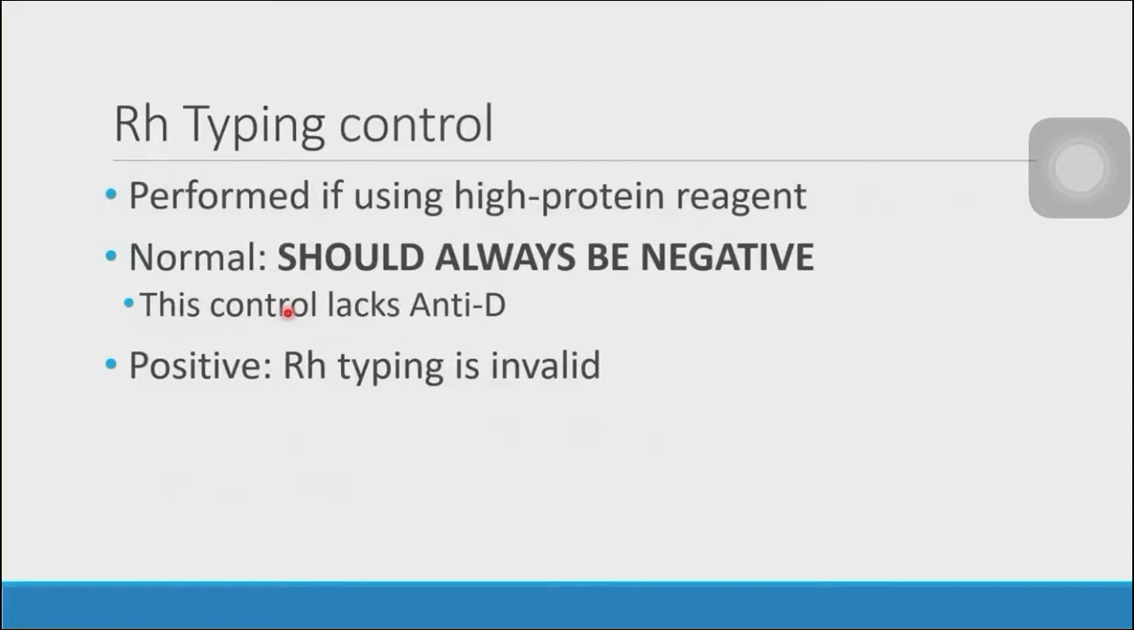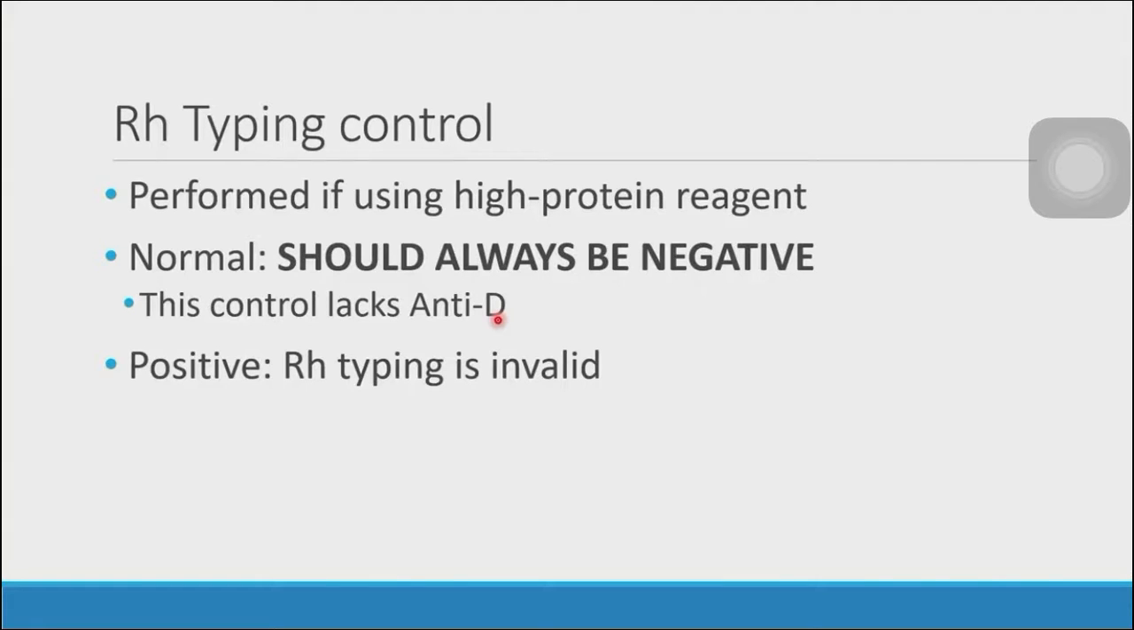So let's talk about yung RH typing control again. It is performed if using high protein reagent. Okay, so a normal result for RH typing control dapat laging negative. So bakit laging negative dapat ang result with RH typing control? Kasi ang laman nitong RH typing control walang anti-D. Ang laman lang niyan are mga proteins, mga potentiator natin ng mga macromolecules. So wala siyang anti-D, so dapat expected mo na negative laging result.